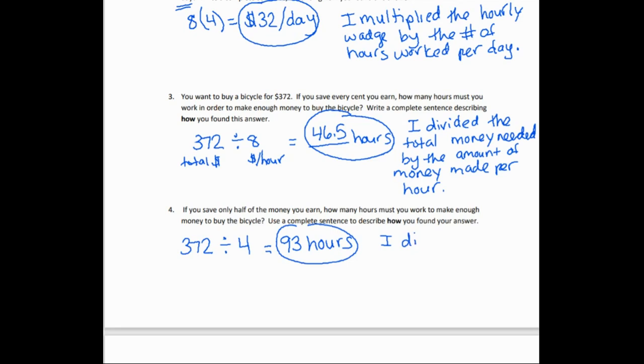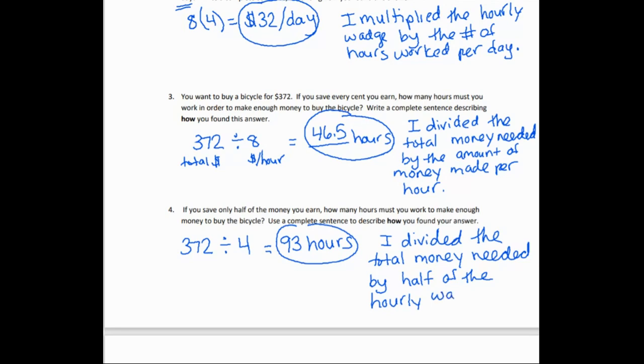So I divided the total money needed for the bike by half of the hourly wage. Okay, so instead of dividing by 8, I divided by half of that, which was 4. Any questions so far on 1 through 4?